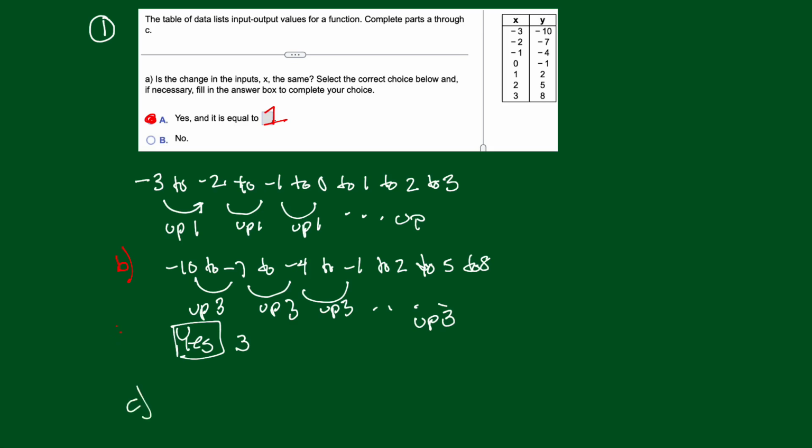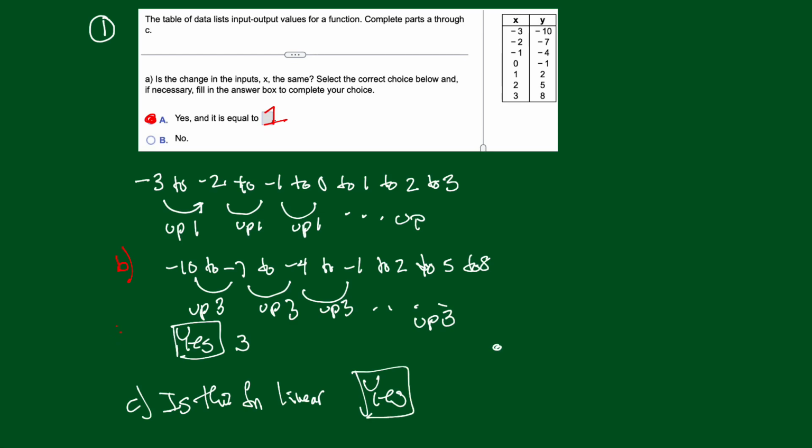Now, part C is, is this function linear? Well, if the increases in the input are the same each time, and that gives us a constant change in the output, right? The outputs are increasing by 3 each time, then this function is linear. So yes, this function is linear.